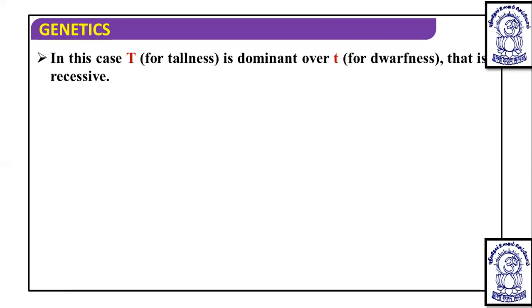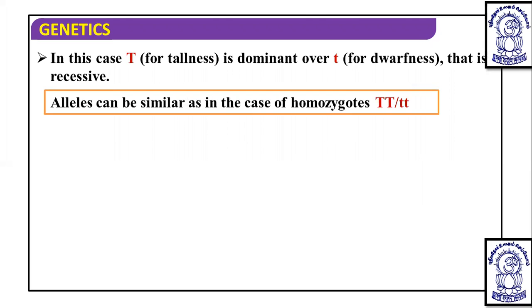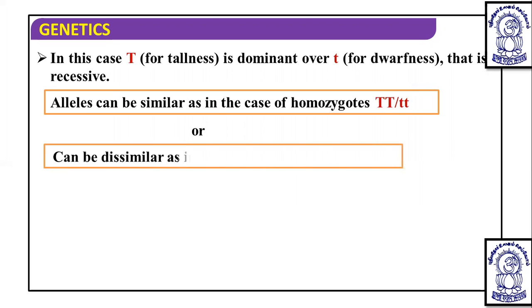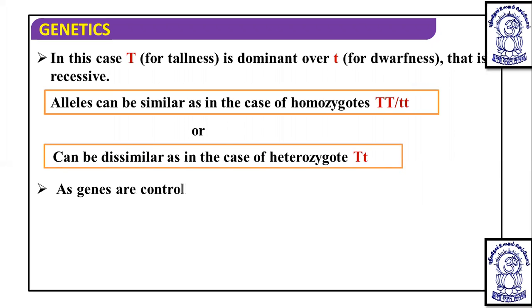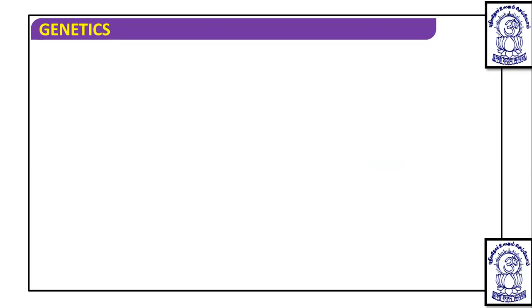But in the first character, as you have seen, capital T is tallness and it is dominant over dwarfness. Dwarfness, small t, is the recessive. Now, alleles can be similar, as in the case of homozygotes, that is capital T or small t, or can be dissimilar, as in the case of heterozygotes, that is capital T small t. As the gene is controlling one character, height, capital T small t heterozygote is a monohybrid. It is an obvious hybrid plant of the parental tall and dwarf, but it is a hybrid for a single character, a single trait, so we call it a monohybrid. The cross between capital T and small t is a monohybrid cross.